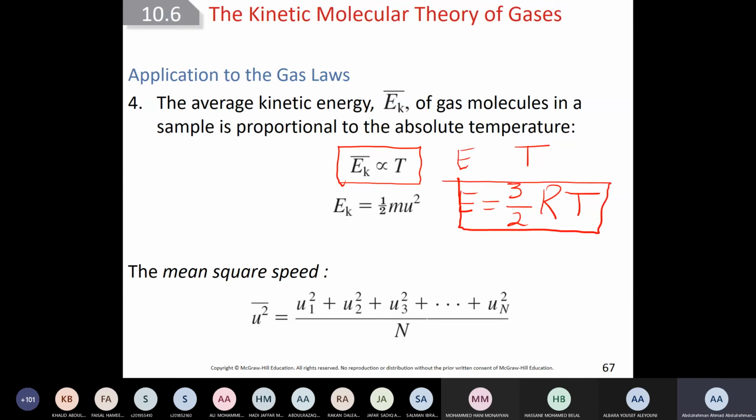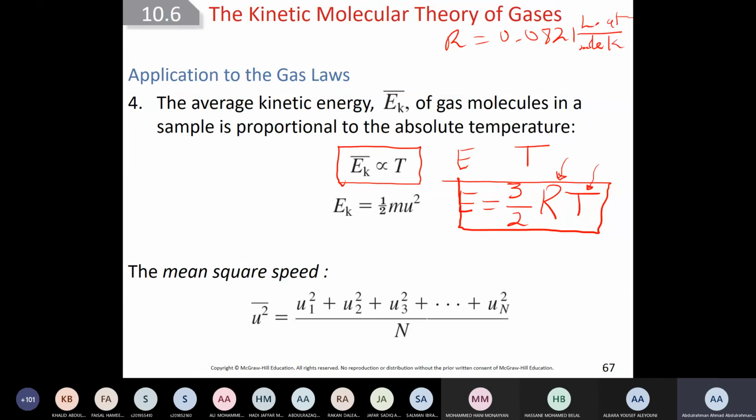I want you to write this equation and memorize it: E equals 3 over 2 RT. R, we know, everybody knows what T is. Temperature, in Kelvin. What's R? Gas constant. But this time, we're not going to use the 0.0821, that is liter atmosphere divided by mole Kelvin.